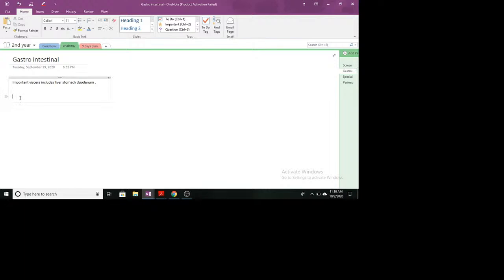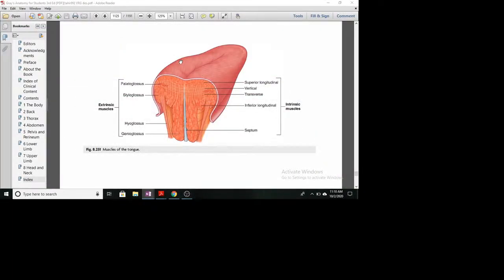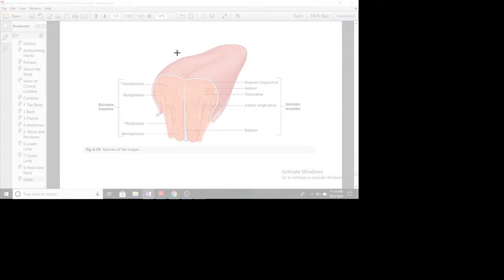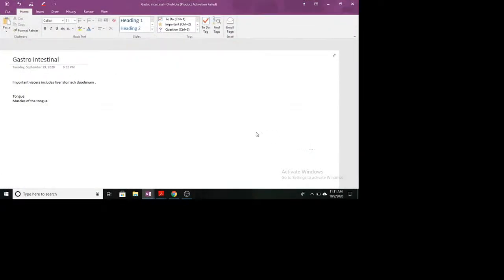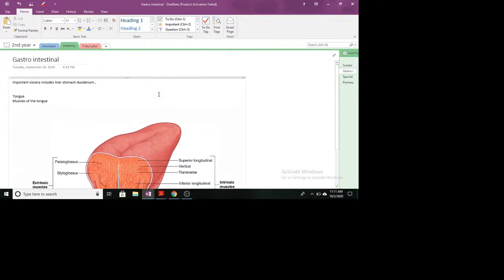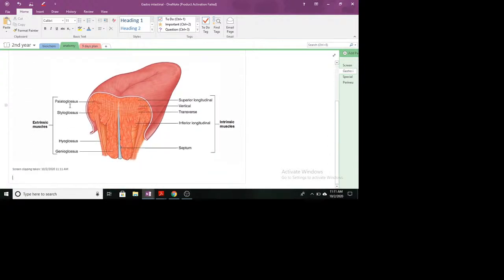So we were starting out the tongue, and especially the muscles of the tongue, and we'll be screen clipping it. Yeah, perfect. So here we have all the muscles: palatoglossus muscles, styloglossus muscles, hyoglossus muscles, and genioglossus muscles.